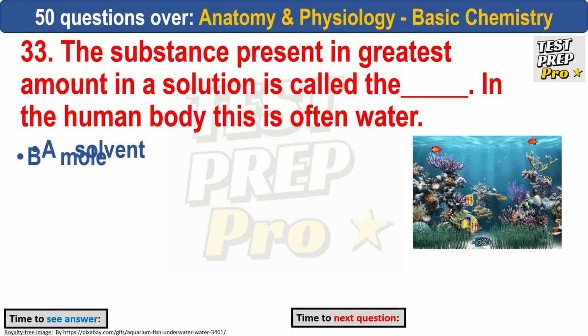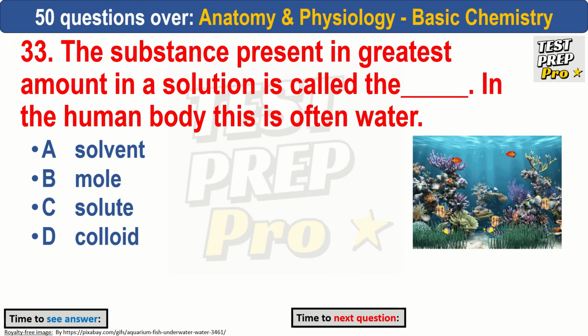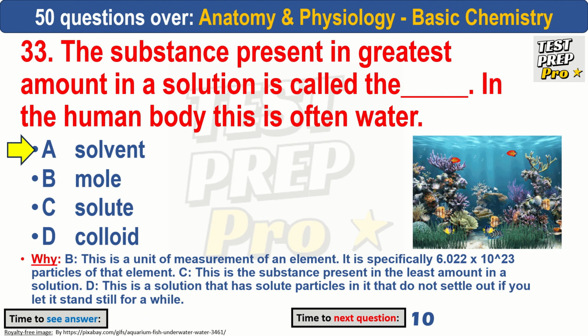The substance present in greatest amount in a solution is called the blank. In the human body, this is often water. Is it A, solvent, B, mole, C, solute, or D, colloid? It's solvent. So that's typically in the human body, it's water in many instances to help break down other substances to simpler and simpler units, like in the GI tract.